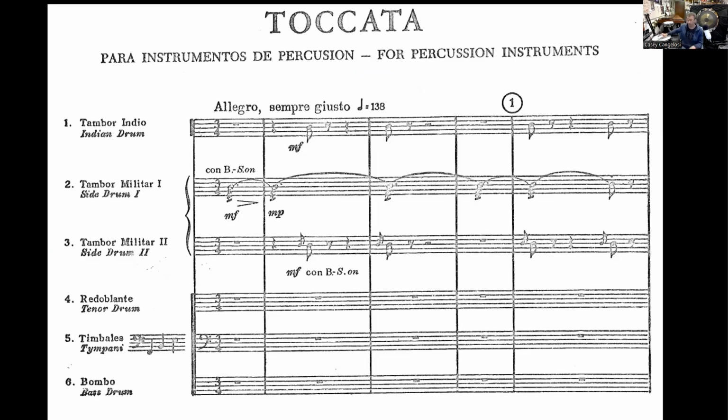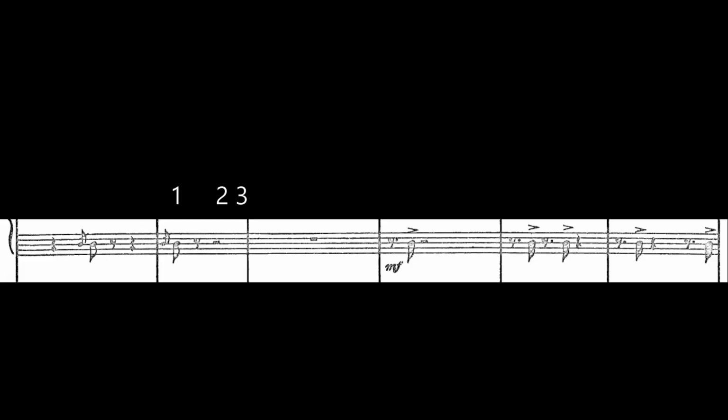So the way this would go is, let's see if I can get ready to do this. First is a measure of rest. 1, 2, 3, 1, 2, 3, 1, 2, 3, and so on, then 1 and a, 2 and a, 3 and a, 1 and a, 2 and a, 3 and a, 1 and a, 2 and a, 3 and a.